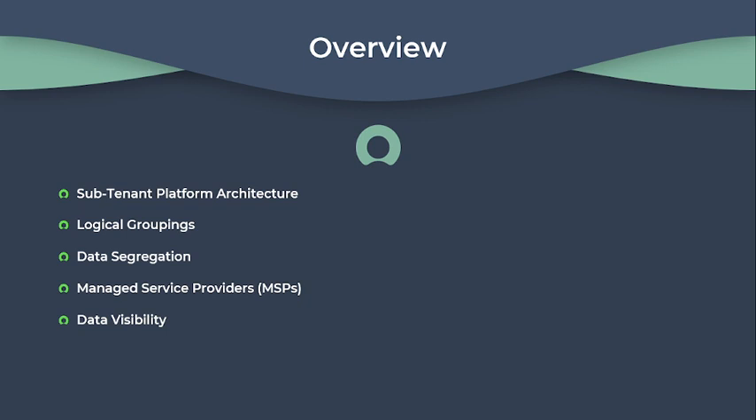Domain separation ensures strict data segregation between different domains. Data pertaining to one domain is isolated from other domains, preventing unauthorized access and ensuring data privacy and security. This segregation extends to record configuration, workflows, and other platform elements.